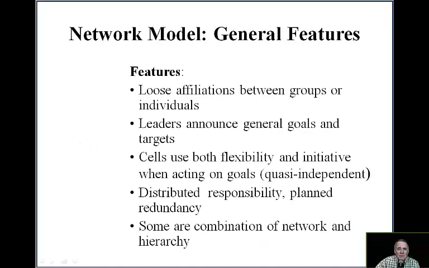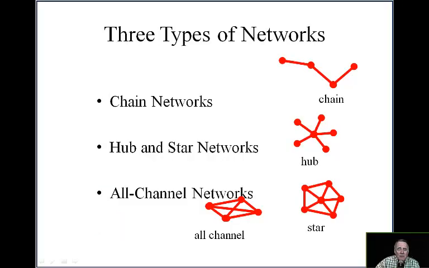The general features of the network model include loose affiliations between groups or individuals, leaders announce general goals and targets, cells use both flexibility and initiative when acting on goals, that is quasi-independent. Distributed responsibility, planned redundancy. Some are a combination of network and hierarchical models. This shows 3 types of network models, including chain networks, the hub and star networks, and the all-channel network models.